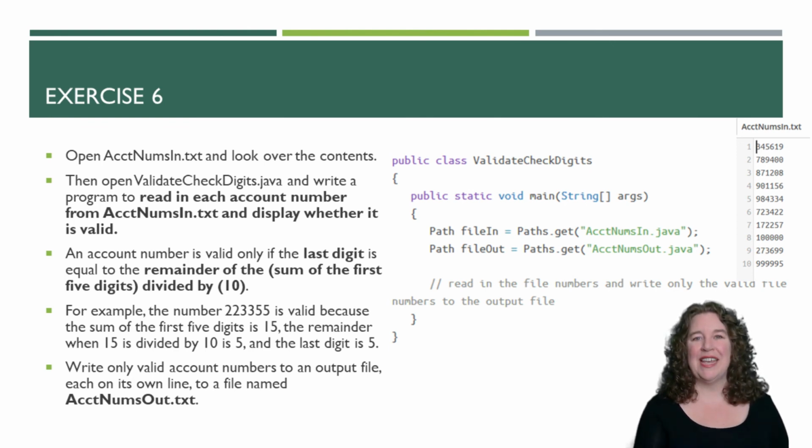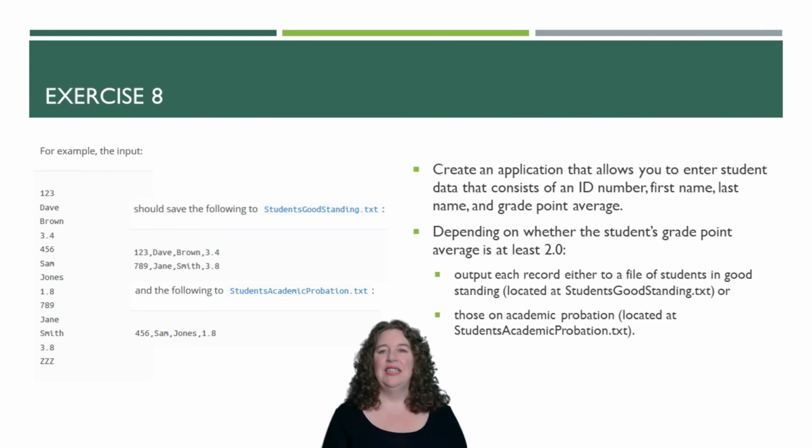Let's move on to exercise 8. Exercise 8 creates an application that allows you to enter student data that consists of an ID number, first name, last name, and a GPA. So this is just the list of all the students and their names and their ID number and their GPA. Then your code is going to read in that input file. It is going to look at the GPAs, and if the GPA is above a 2.0, then you're going to output that person to the student's good standing text. If their GPA is below a 2.0, you're going to put those into a file called student academic probation text.